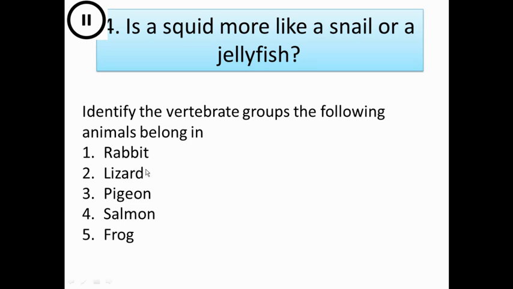So rabbit, what group does it belong in out of those 5 vertebrate groups? Lizard, pigeon, salmon, and frog. Again, you don't have to write anything down. Save it for the written task at the end. Just in your head, try and have a think. So if you pause the video now.